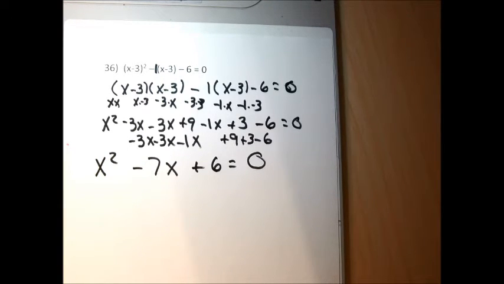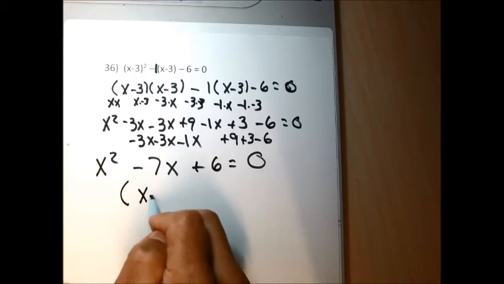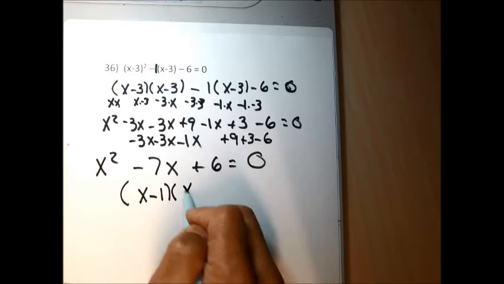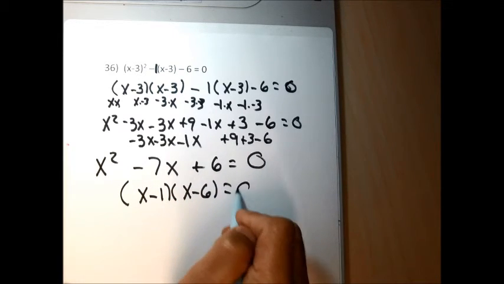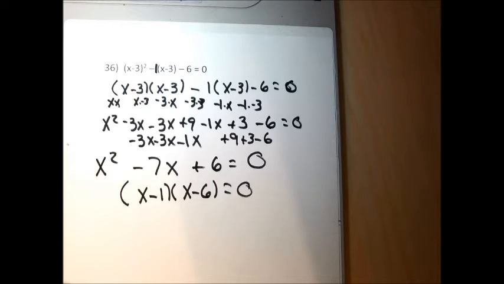I can solve by the quadratic formula if I don't know how to factor it, or I can factor it. And for me, it's not so hard to factor. I'm going to factor this. It factors into x minus 1 times x minus 6. I didn't explain the factoring because if you can't factor it, I expect to use the quadratic formula.